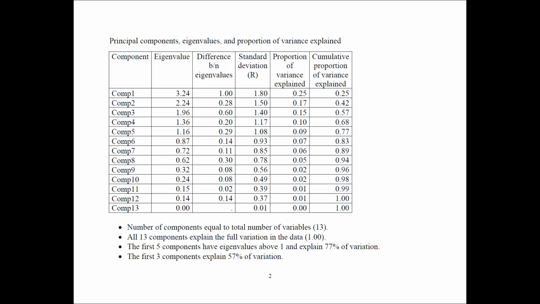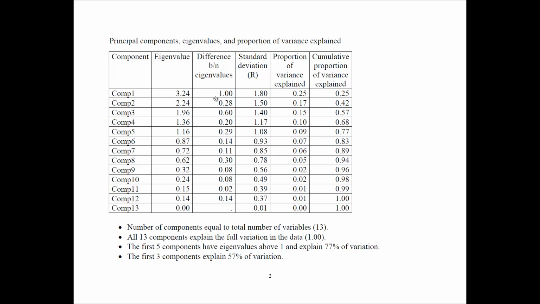Okay, so once we have the data analyzed with principal component analysis, this is the first table that you usually encounter. These are the principal components, the eigenvalues, and the proportion of variance explained. Here you have 13 original variables, and these are the different components that were estimated from 1 to 13 because there are 13 variables. And these are the eigenvalues. Here are the eigenvalues that are above 1, up to 5, and then the rest are below 1.